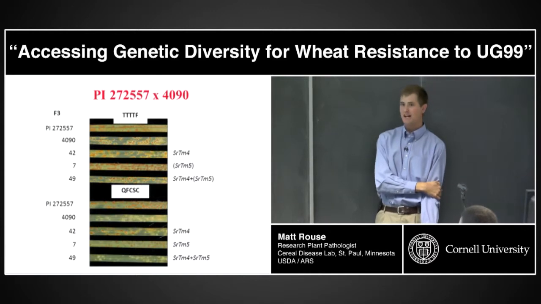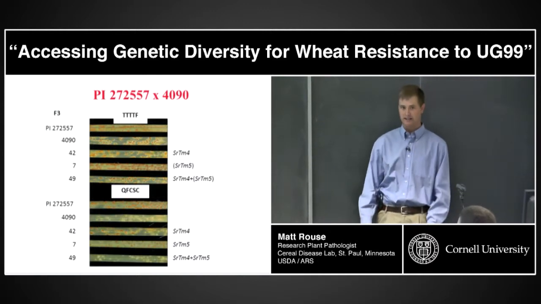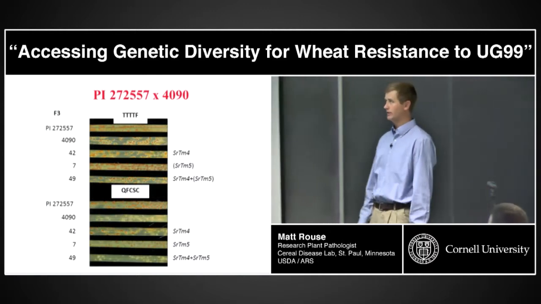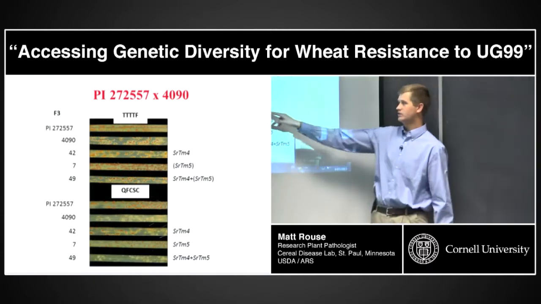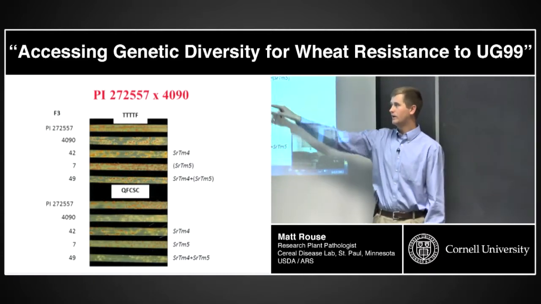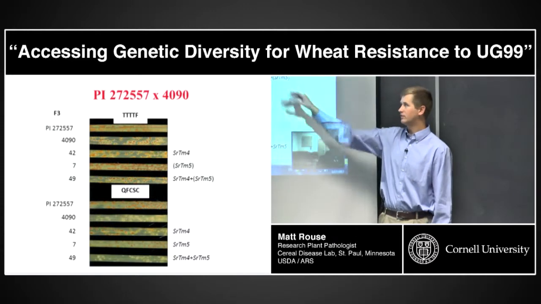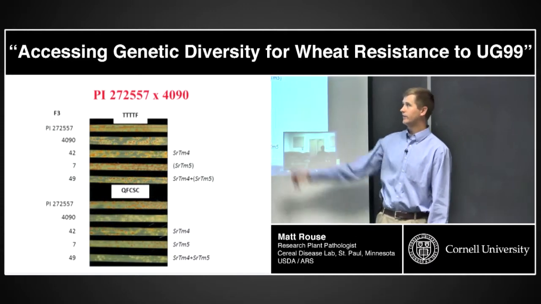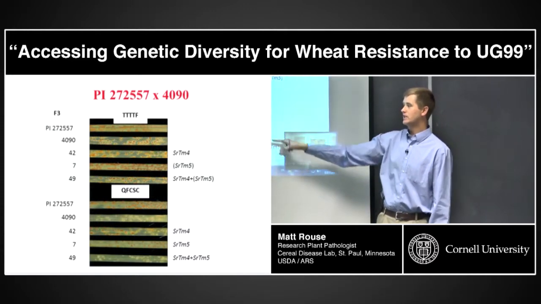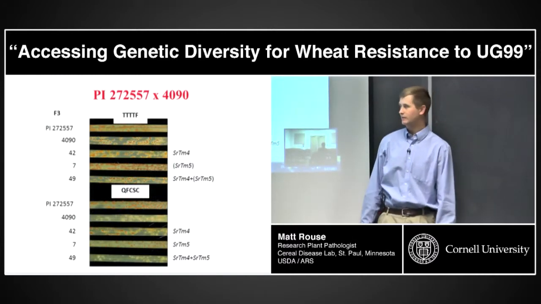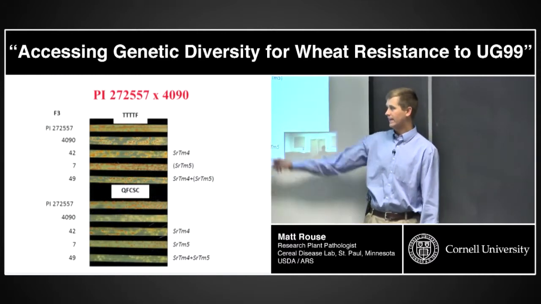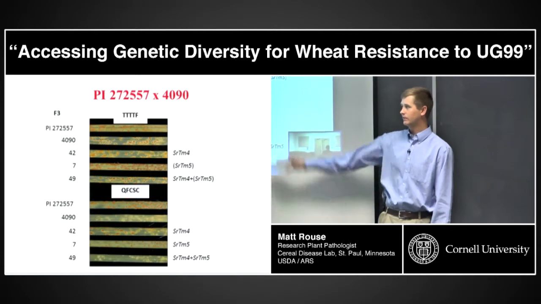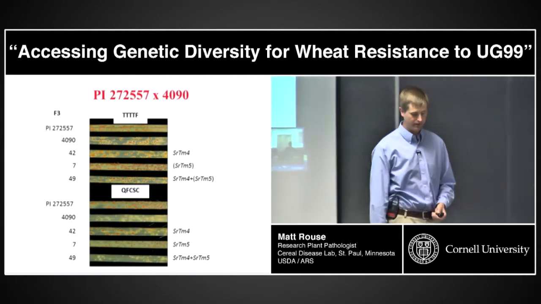And what's really nice about having multiple races is you can begin to dissect the race specificity. And so within this population, we found a second gene that was effective to QFCS, and both of these genes that we temporarily designate as SrTm4 and SrTm5 are effective to UG99. And you can see the additive effect of having both of the genes to race QFCSC.